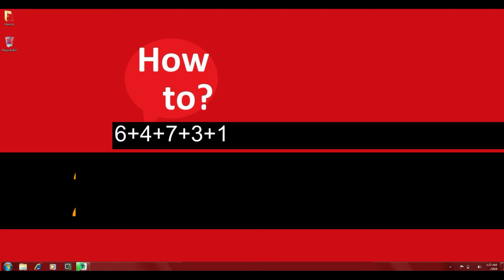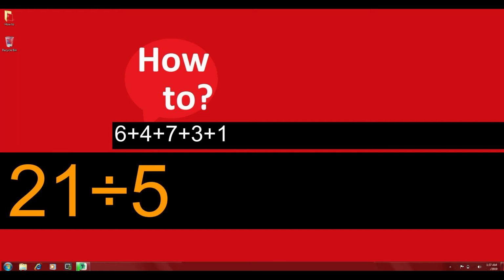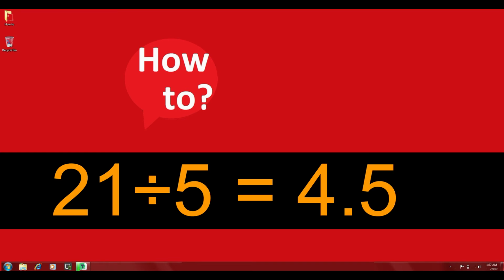Now what you're going to do is divide 21 by how many numbers you have. So in this case we have 5 numbers. So just take the 21 we found earlier and divide by 5. 4.5 is the average number. This is how you can calculate the average.